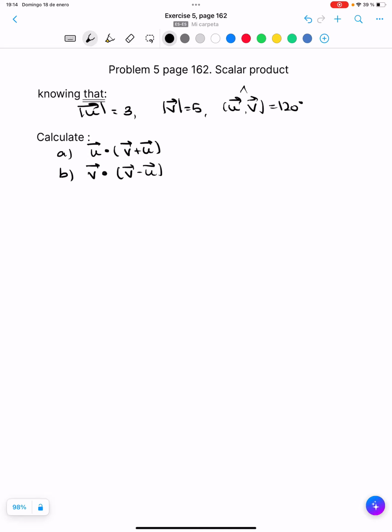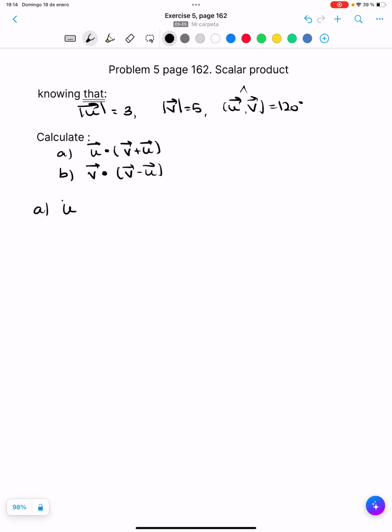To solve the two questions, we are going to apply properties of the scalar product. In concrete, in this exercise, we are going to apply the distributive law of the scalar product with relation to the addition and the difference. So we start with A.